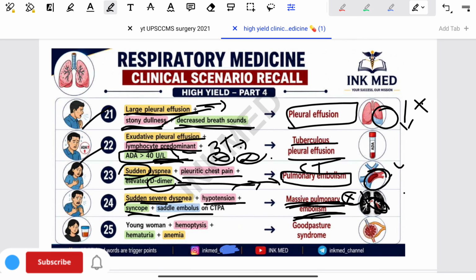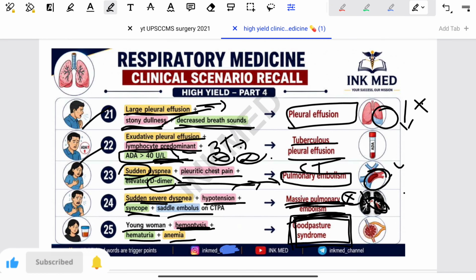Next, a young man presents with hemoptysis, hematuria, and anemia. The diagnosis is Goodpasture syndrome. Trigger words: hemoptysis, hematuria, young patient.